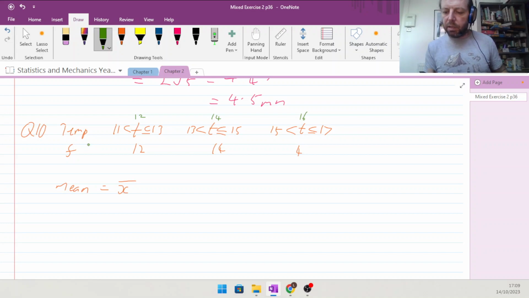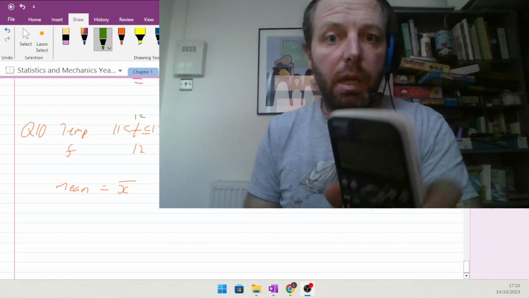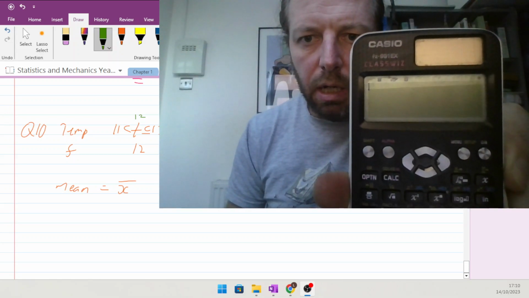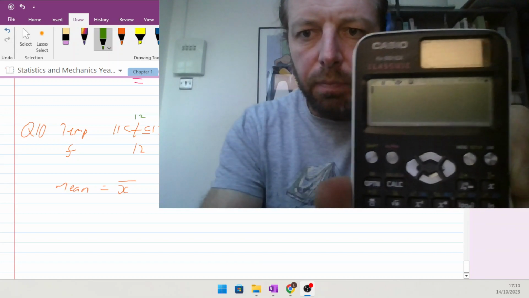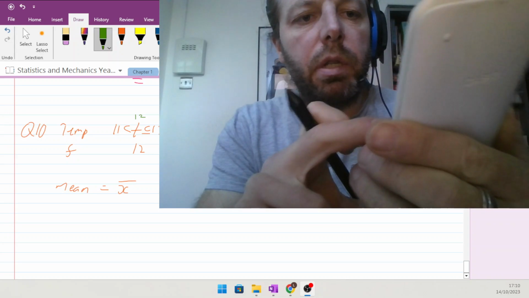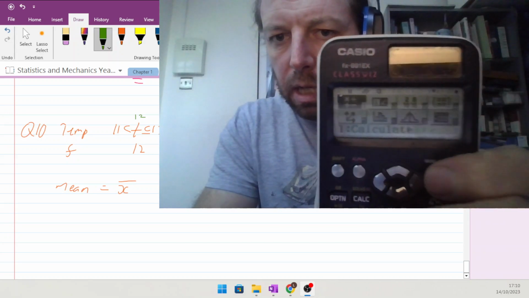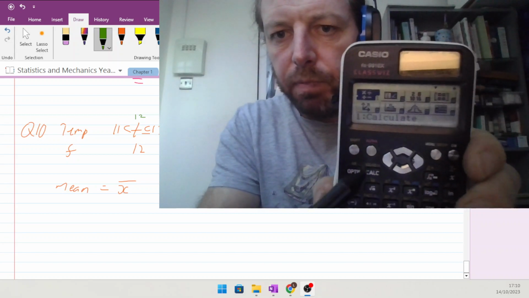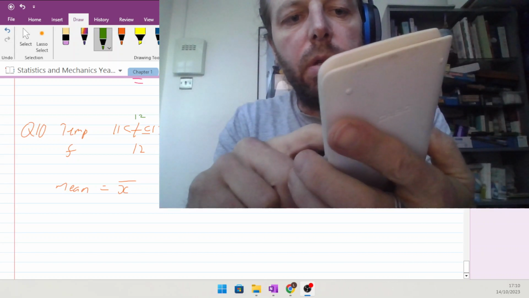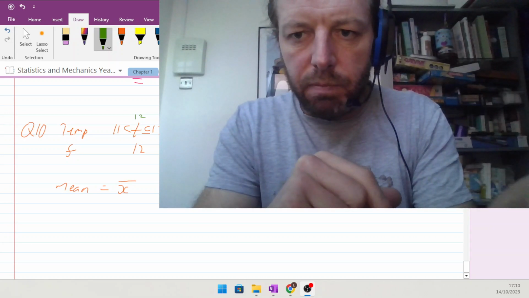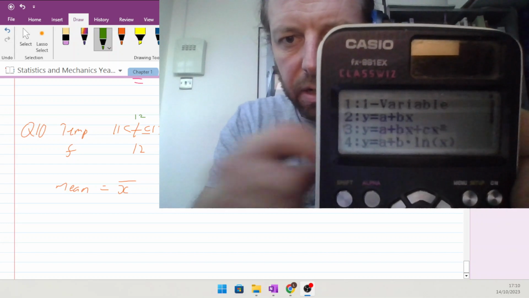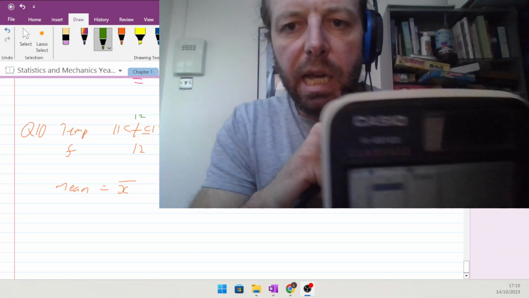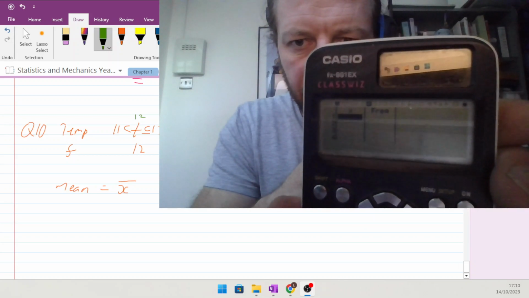Let's have a look and see what we can do. First things first, can I make myself bigger? Yes, I can. Okay, on the fx-991, what we need to do here is press the menu button, and then we come down to the bar graph icon, which is statistics, and we get the one variable option, and we go into number one, and you've got X, and you've got frequency.